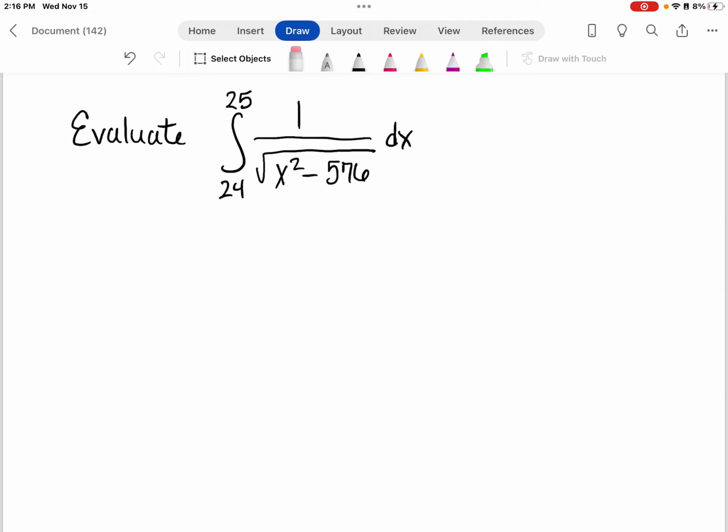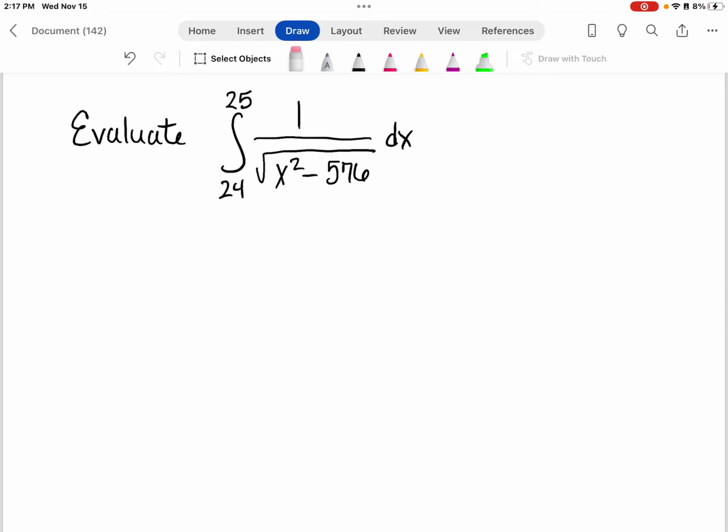In this example, we're going to evaluate the integral from 24 to 25 of 1 over the square root of x squared minus 576 dx. In this lesson that we've been working on, the majority of the integrals that we've been evaluating have turned up as some kind of inverse trig function.